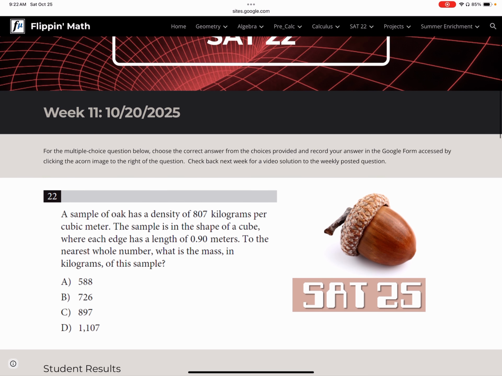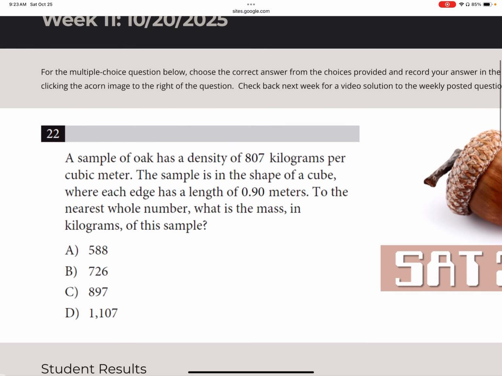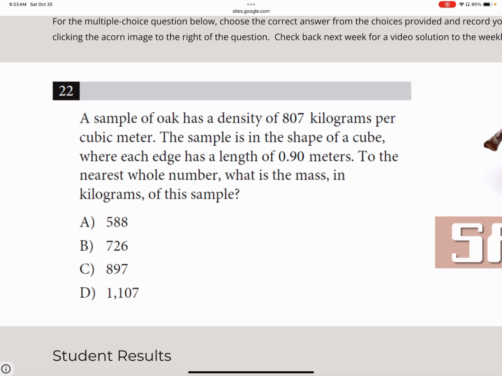SAT 22 for week 11. Let's take a look at our question. A sample of oak has a density of 807 kilograms per cubic meter. The sample is in the shape of a cube where each edge has a length of 0.9 meters. To the nearest whole number, what's the mass in kilograms of the sample?